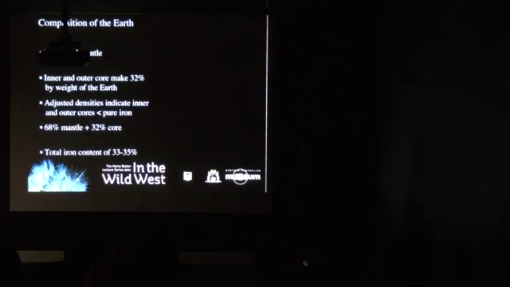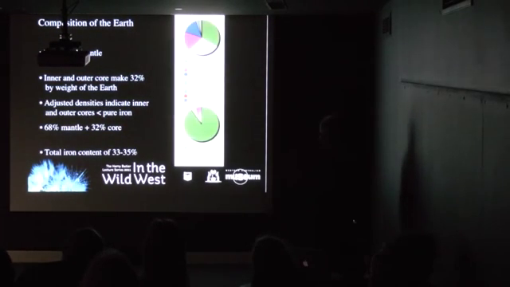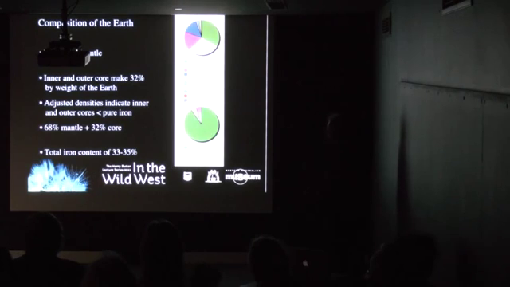Now, let's try and measure the composition of the Earth. We can do it quite simply, crudely. We know that the inner and outer core make up 32% of the weight of the Earth. And using adjusted densities, we can work out their nature. And it turns out that the inner and outer cores are less than pure iron, so there are other elements in there as well. If you take 68% mantle and add 32% core, you'd come up with this composition. That's a composition for the whole of the Earth, iron, oxygen, silicon, and magnesium dominating, and that's the composition of the core. Dominantly iron, some nickel, and possibly a light element which could be silicon, it could also be sulfur. We don't know.